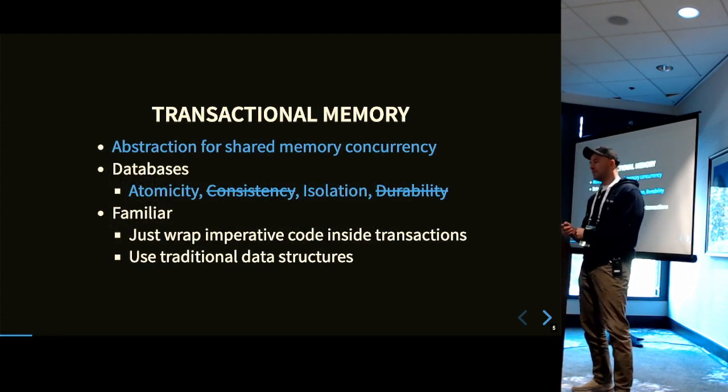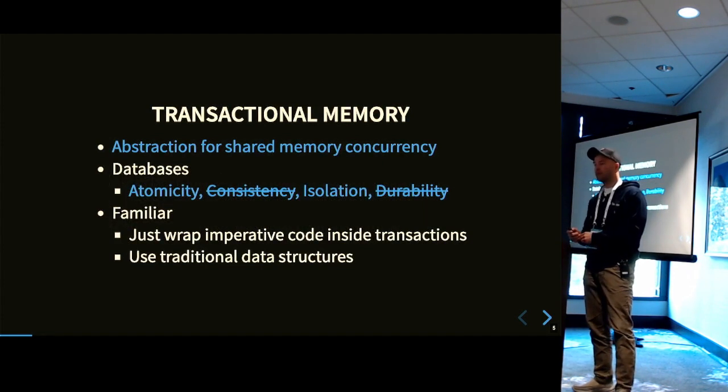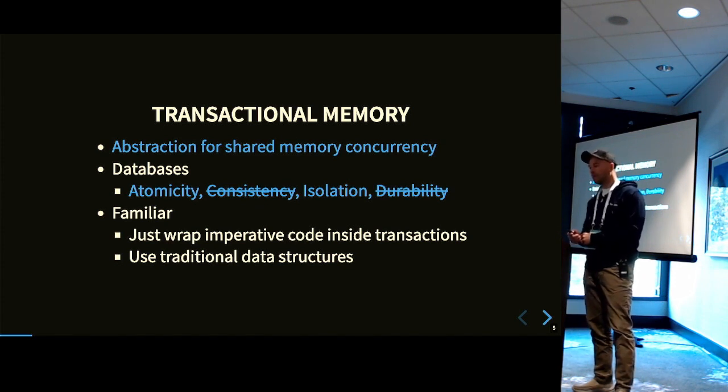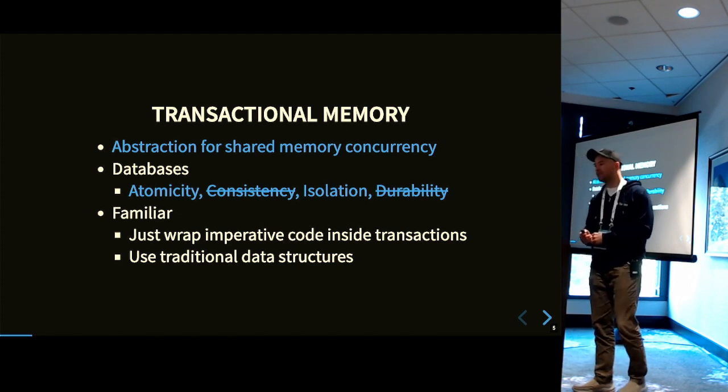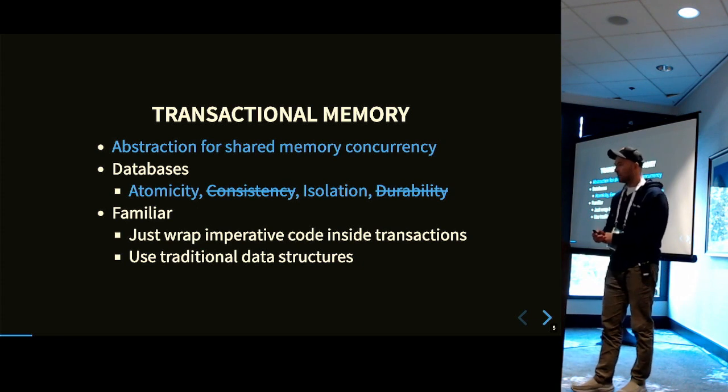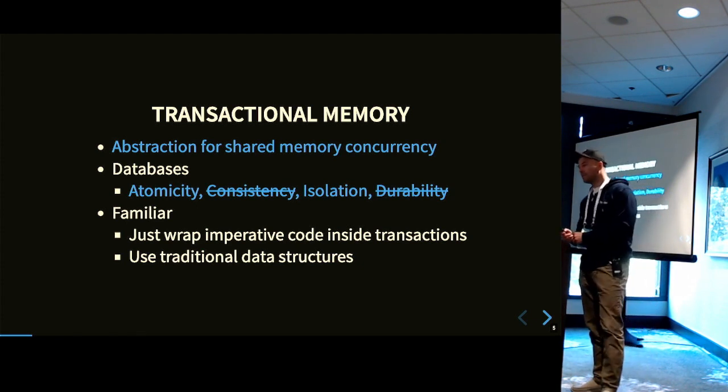Transactional memory is basically an abstraction for shared memory concurrency, where threads communicate via shared memory data structures. It is inspired by the database world, where you have transactional databases allowing you to manipulate state using queries with ACID properties. Perhaps the main advantage of transactional memory is that it is, in some sense, familiar, as it allows you to keep on using familiar-looking sequential code and data structures.